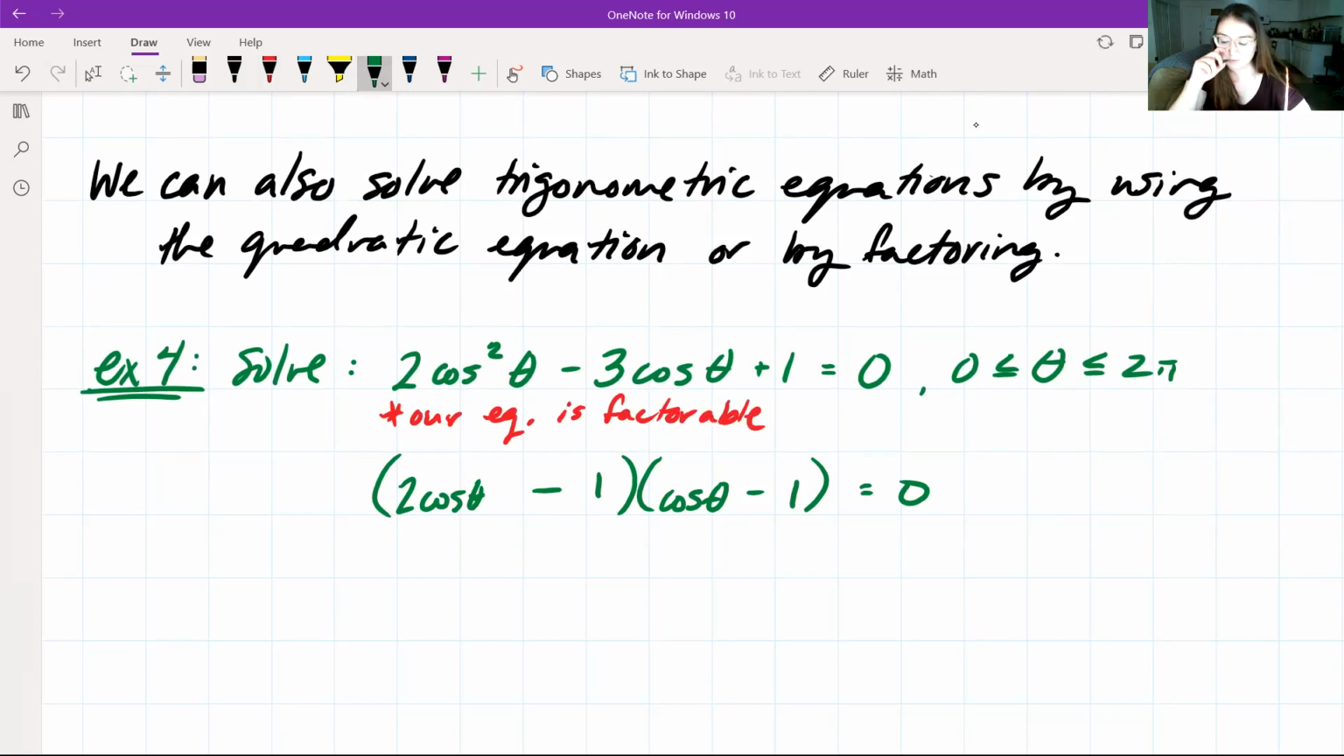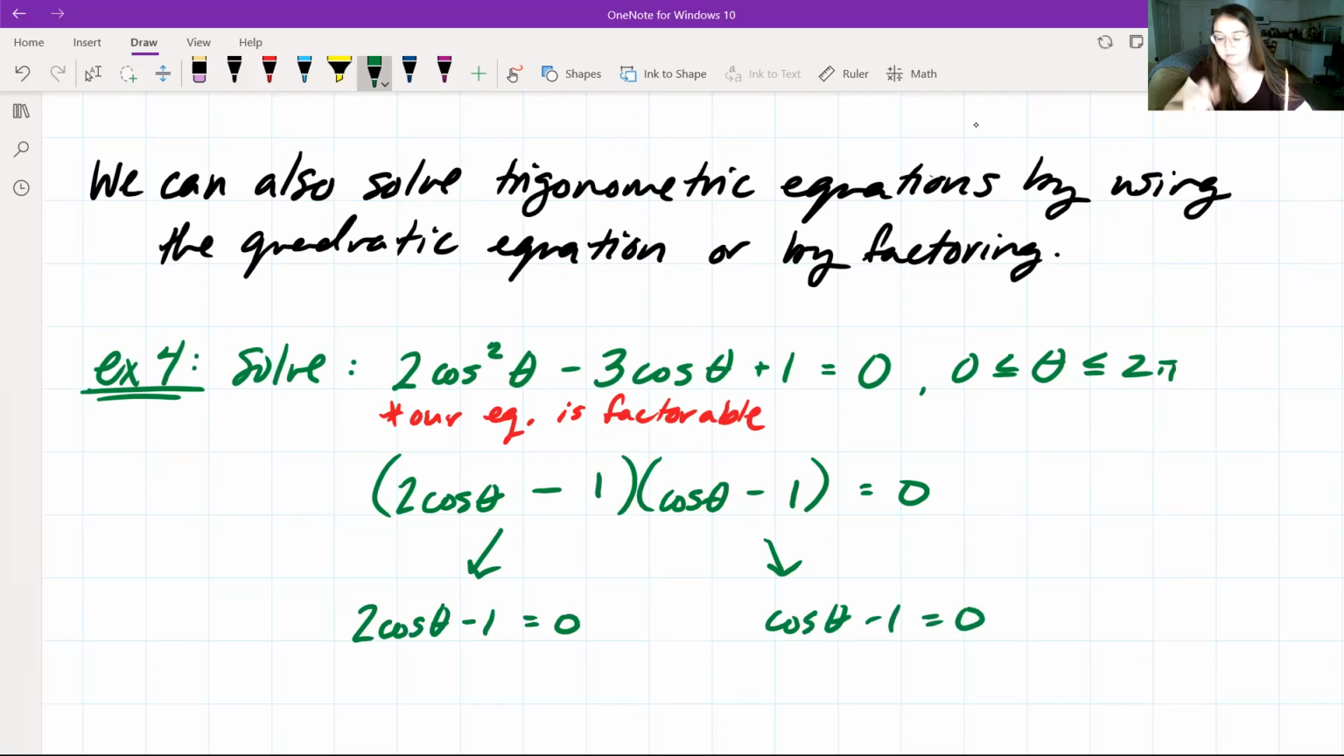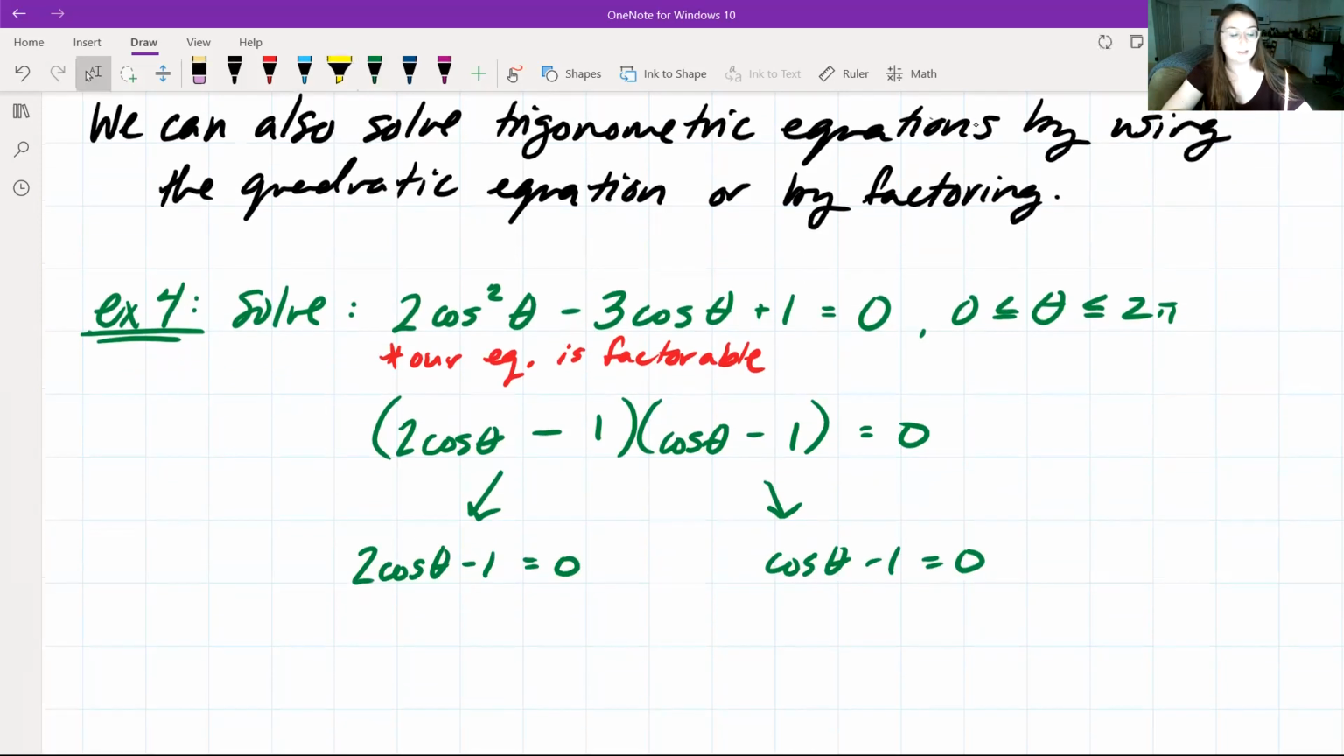So since our equation was factorable, and we now have two factors that are set equal to 0, we can go ahead and separate them out. This means that either one or both can be equal to 0. So this means that 2 cosine of theta minus 1 is equal to 0, and cosine of theta minus 1 is equal to 0. So we can go ahead and solve for cosine of theta.